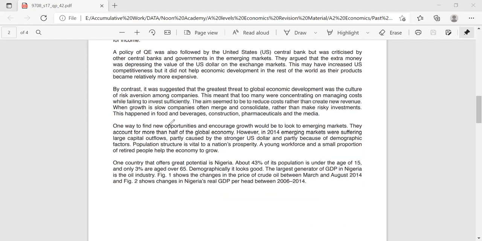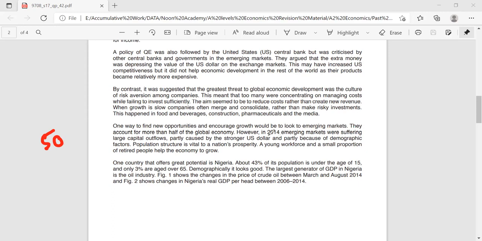Okay. Now, moving forward, one way to find new opportunities and encourage growth would be to look to emerging markets. What are emerging markets? Developing countries. This is a very commonly used term. Emerging market means developing countries like Pakistan, India, China, and so on, right? They account for more than half of the global economy, right? More than 50% of the total output produced in the world is coming from emerging markets, which is basically developing countries. Is this making sense?